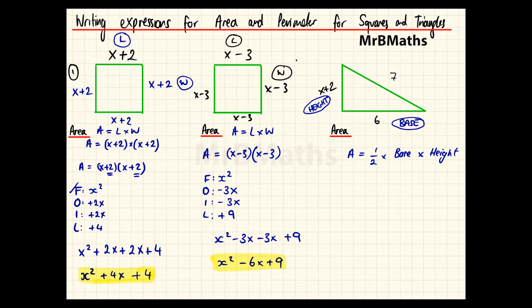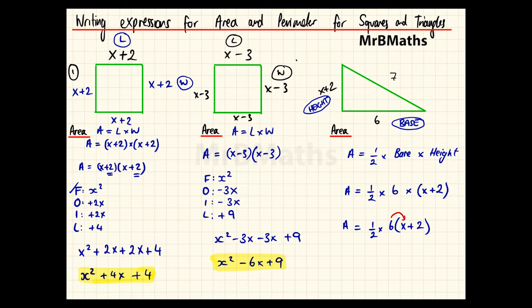Okay, so using the formula, I'm going to write A equals half times, now the value of the base is 6, times the value of the height, which is x plus 2. Now if I rewrite that, A equals half times 6 times x plus 2. Now what I'm going to do is leave the half alone for now, and just expand the 6 and the x plus 2.